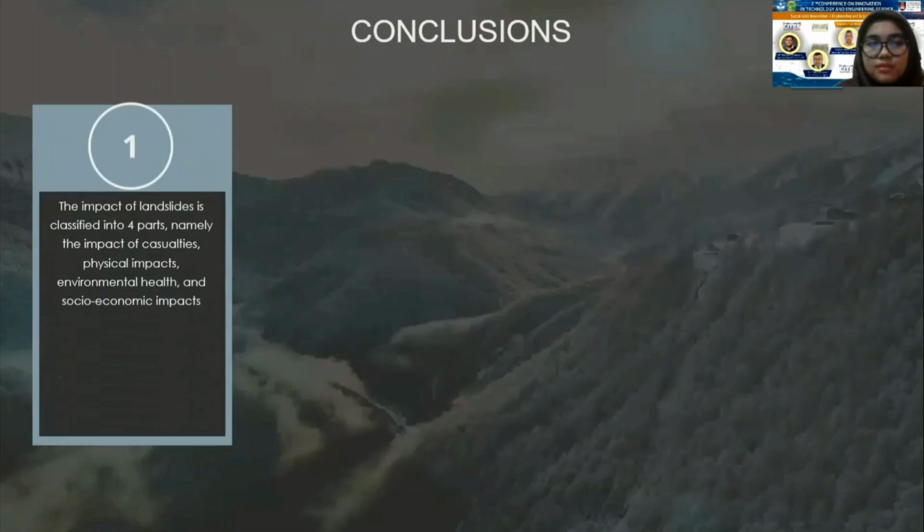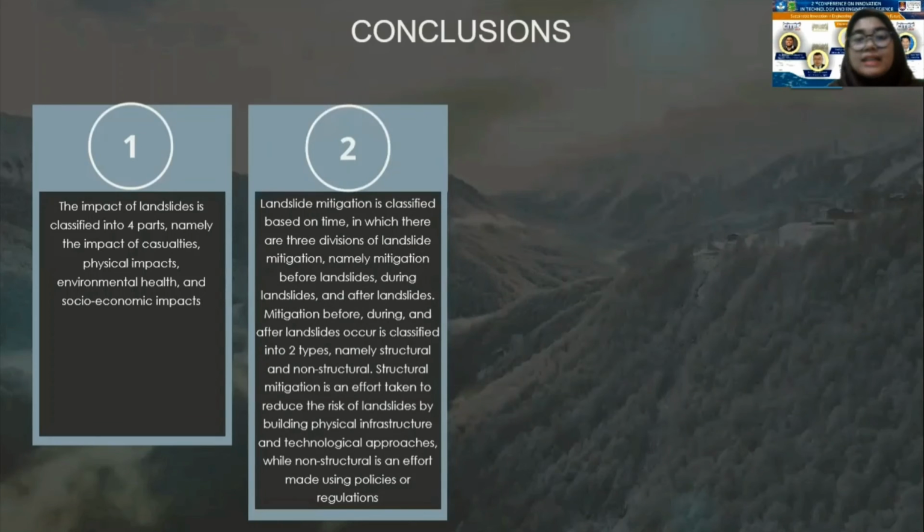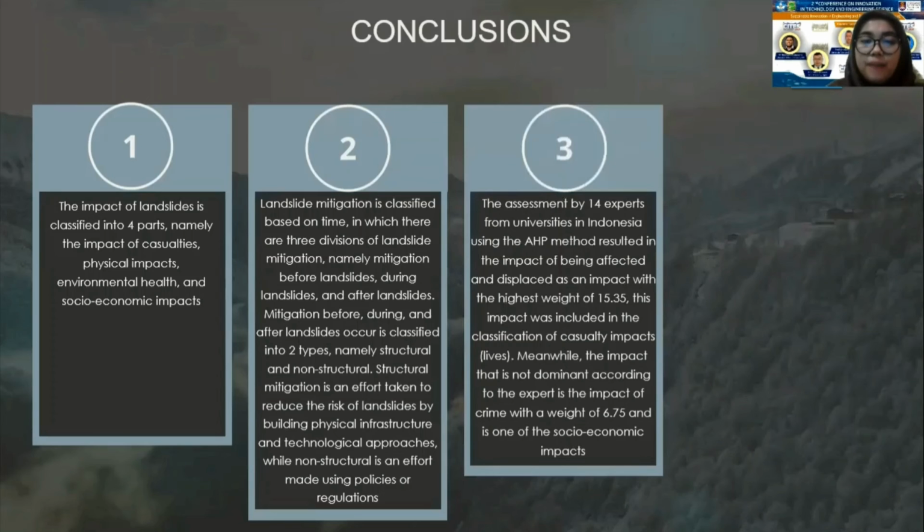Conclusion. First, the impact of landslide is classified into four parts, namely the impact of casualties, physical impacts, environmental health, and socioeconomic impacts. Second, landslide mitigation is classified based on time, in which there are three divisions of landslide mitigation. Mitigation before landslide, during landslide, and after landslide. Mitigation before, during, and after landslide is classified into two types, namely structure and non-structure.